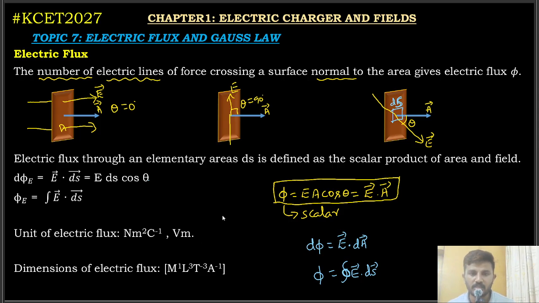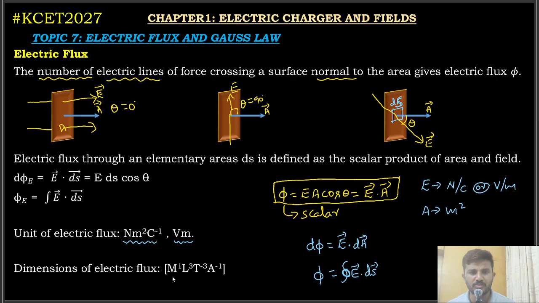Then what is the SI unit of electric flux? Since we have E and A, for electric field the units are Newton per coulomb or volt per meter, and for area it is meter square. So if you multiply these two, you will get the SI unit of electric flux as Newton meter square per coulomb, and volt meter also is the unit for electric flux.